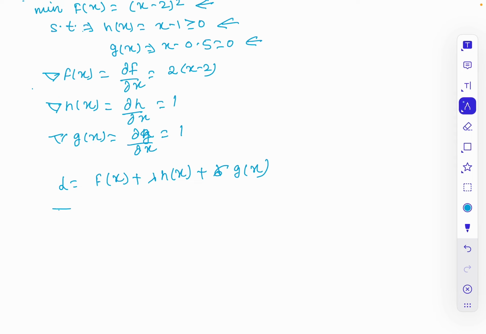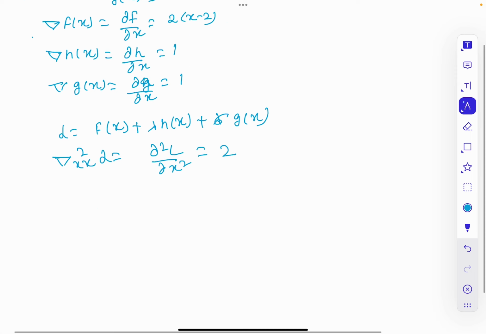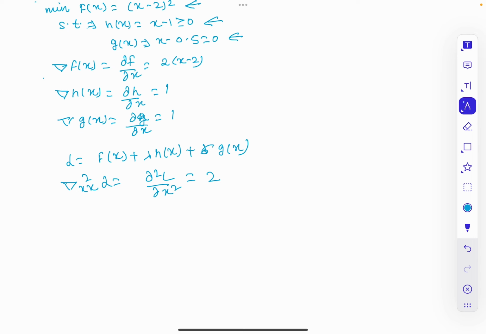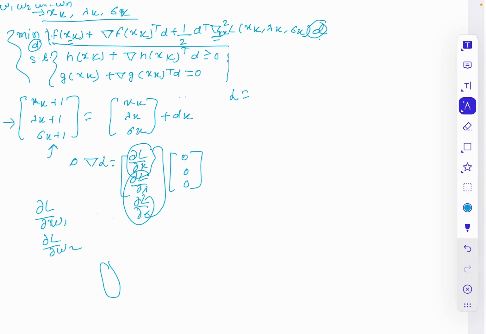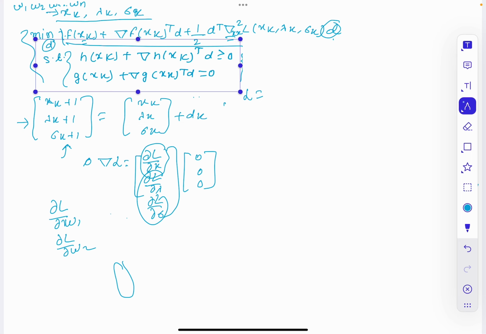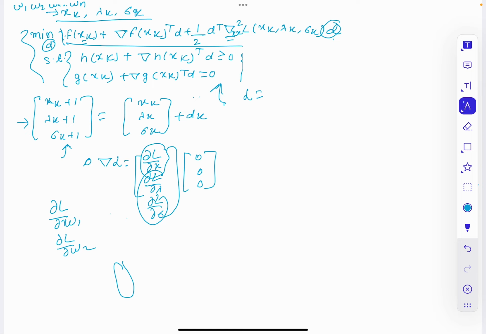So basically, if you try to find out the Hessian of the Lagrangian, it is nothing but d2L by dx squared, right? And if you differentiate the Lagrangian with respect to x, you would be getting nothing but 2. Okay, got it? Now we have evaluated everything that is required to solve the numerical optimization subproblem. So this is the numerical optimization subproblem, right? We'll be seeing it in detail, so don't worry about it.